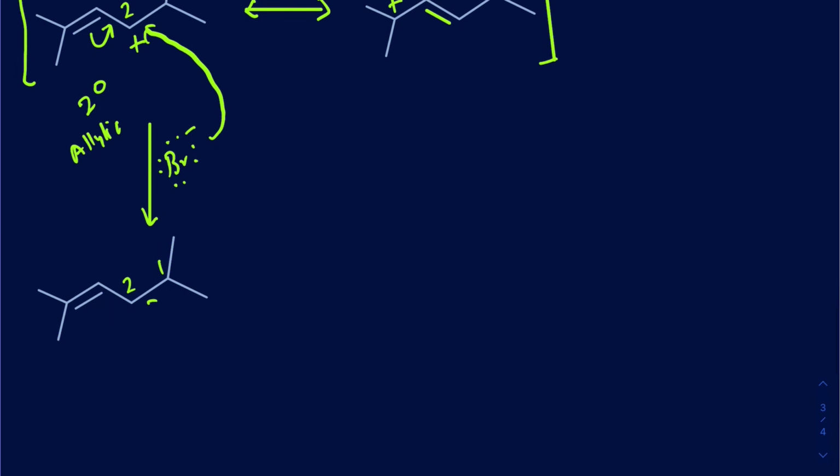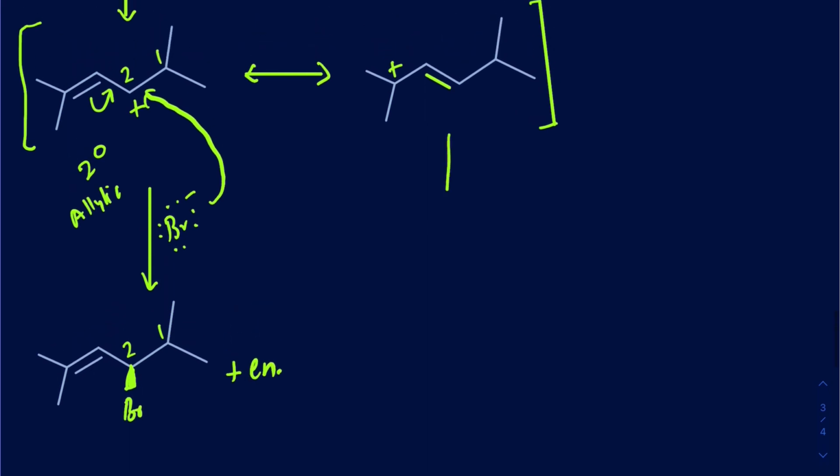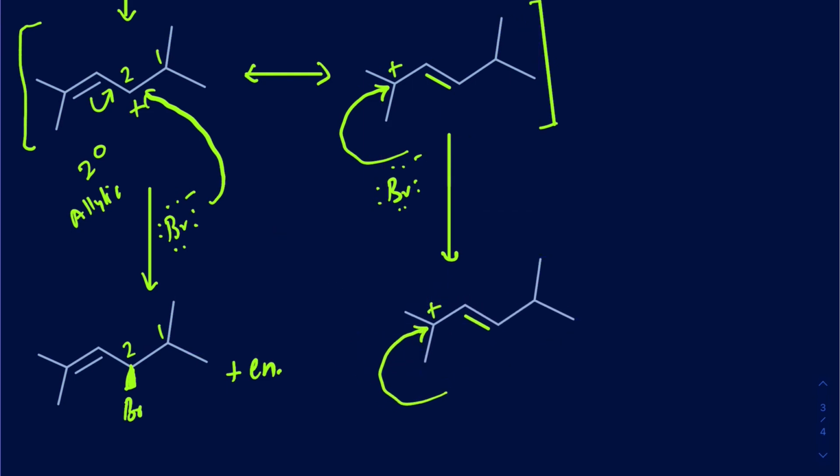So I can have the Br coming out of the page, and I can have an enantiomer of that as well. And if I use the second resonance structure, I'm going to be attacking this particular carbon here, where that carbon is not really chiral, so I don't really have to worry about the chirality or the stereochemistry there. So I'll go ahead and get this bromine attached right here.